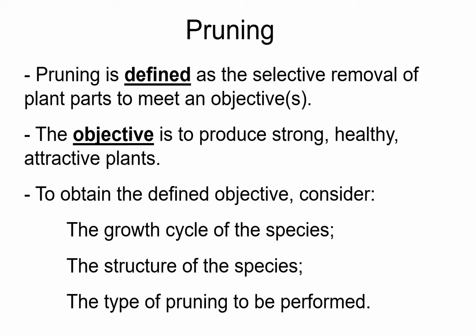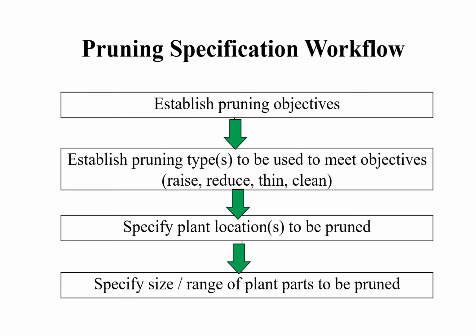Specifications for pruning are to include the location and size of parts to be removed, the pruning objective, and the pruning type that will be employed. Here is a pruning specification workflow or flow chart. First, establish your pruning objectives. Then, establish the pruning type to be used to meet those objectives. For instance, raising the crown, reducing the crown, thinning the crown, or cleaning the crown. Then specify the plant locations to be removed and specify the size or range of plant parts to be pruned.